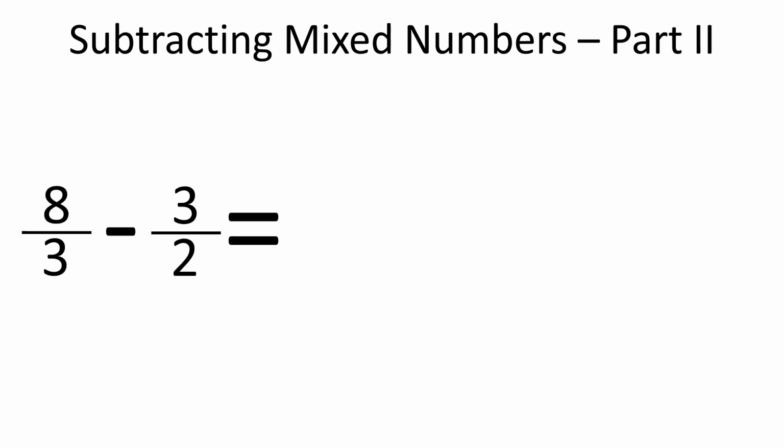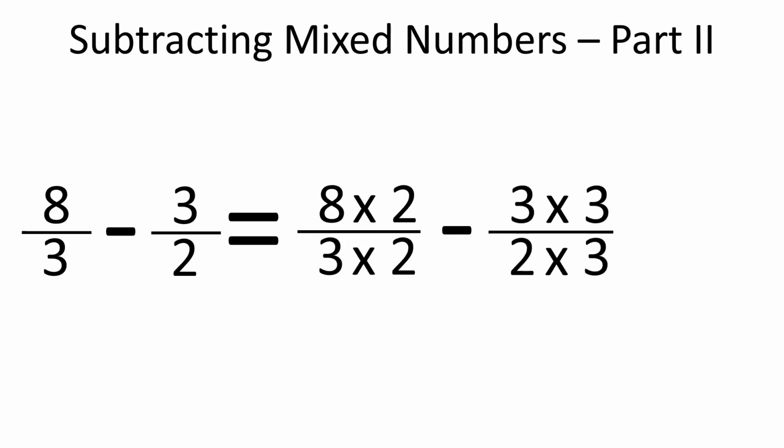Now we have 8/3 minus 3/2. Before we subtract the numerators, we have to rewrite them one more time. As each fraction here has a different denominator, we have to rewrite them as equivalent fractions with the same denominators. The least common multiple for 2 and 3 is 6.